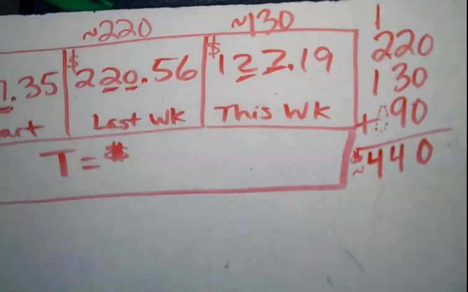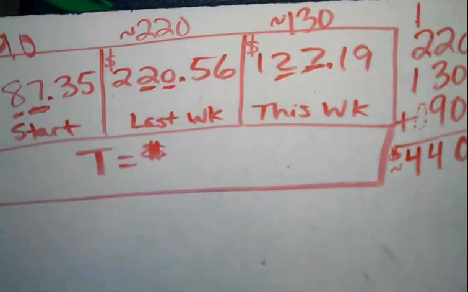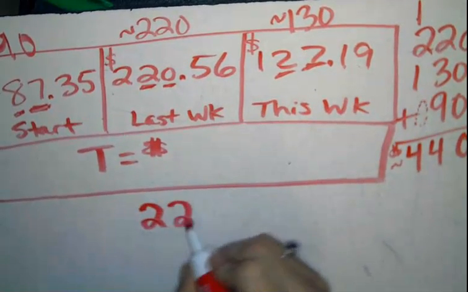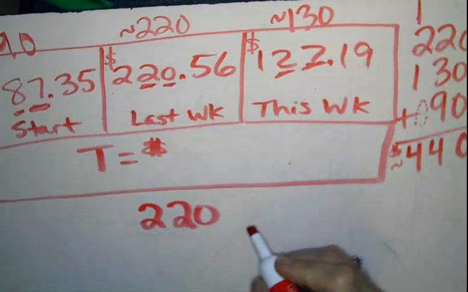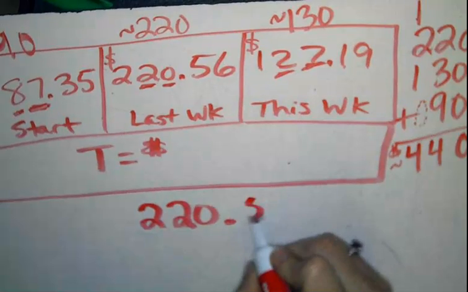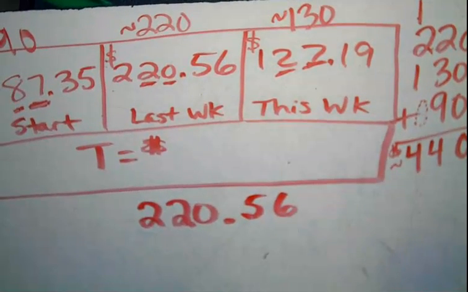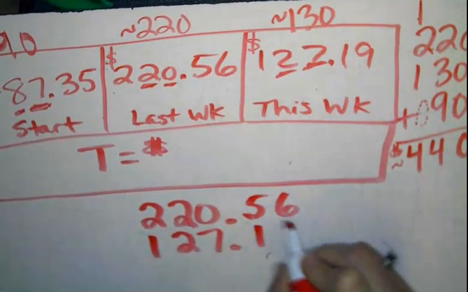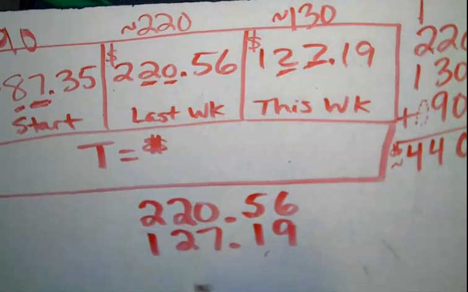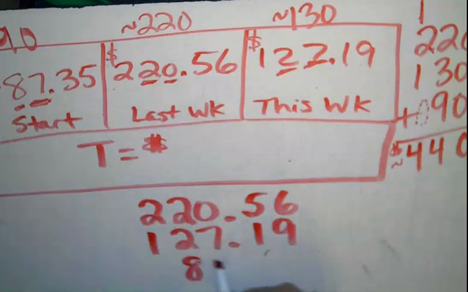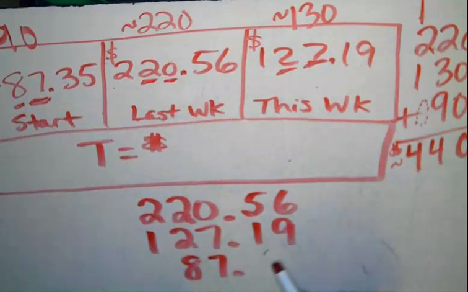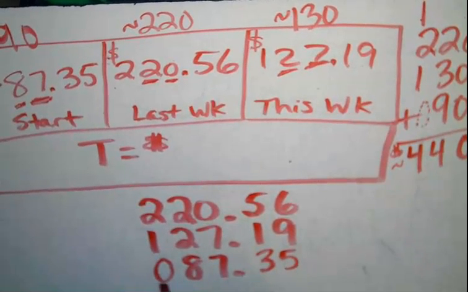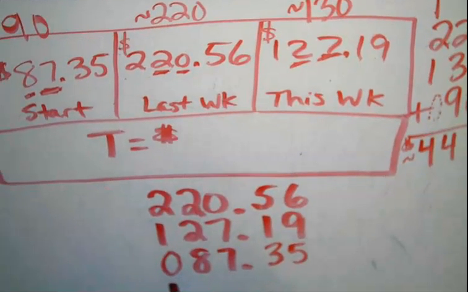Okay, now we're ready to do the hard work. Ready? Let's do it. So again, starting with the big number, we have 220 and 56 cents. Then we have $127 and 19 cents. Lastly, be careful when you're lining these up that you have them in the right place values. Make sure they're in the right place. I don't have any hundreds to start with, so I'm going to put a 0 here just so I don't get confused.